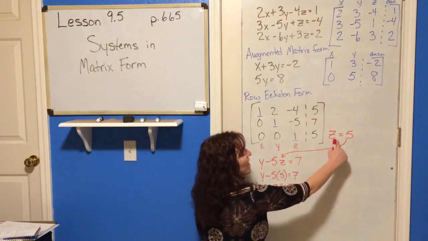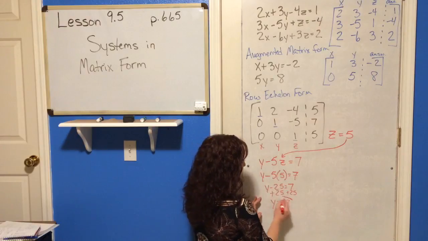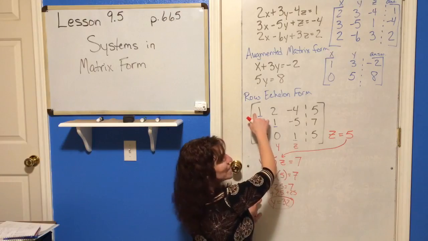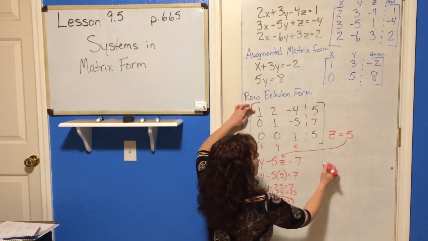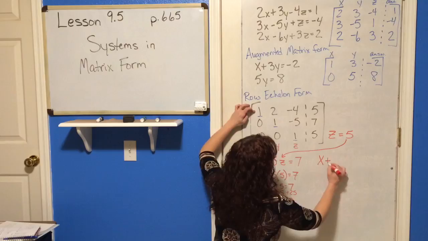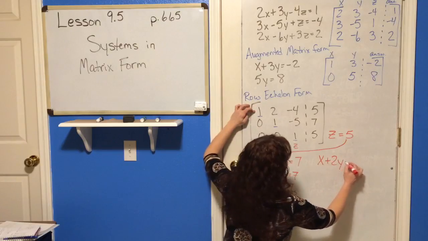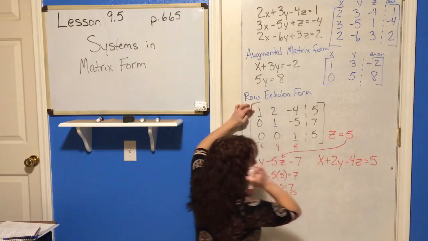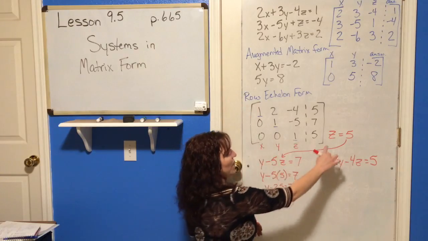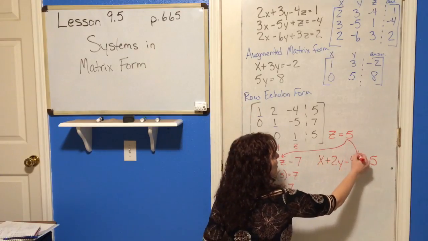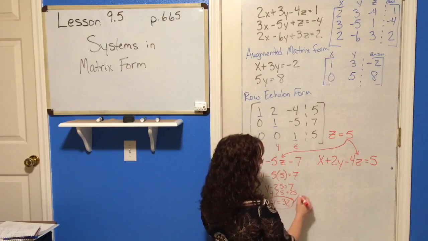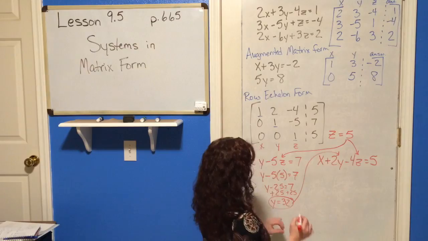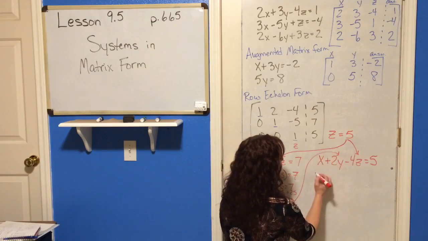Okay, so now we have Z and we have Y. Now we're going to take those two and we're going to plug them into this top equation. So this equation says X plus 2Y minus 4Z equals 5. So now we have Z will go in here and Y will go in here. And I don't know if I made this problem up or what. This is going to be a crazy big number, but it's okay.